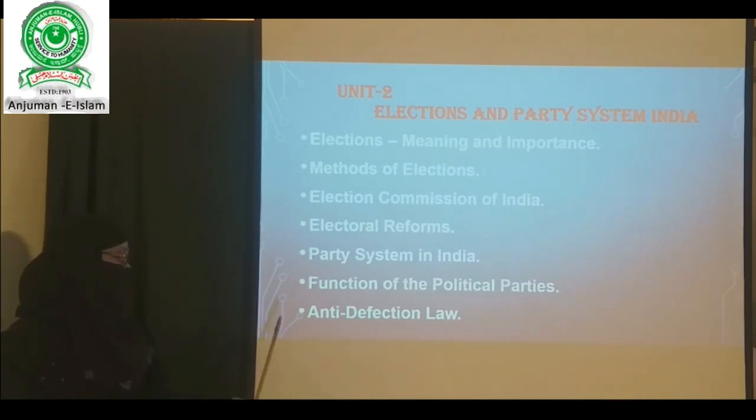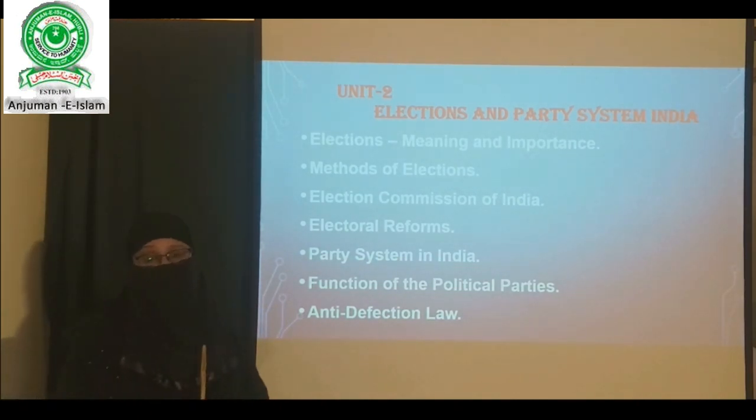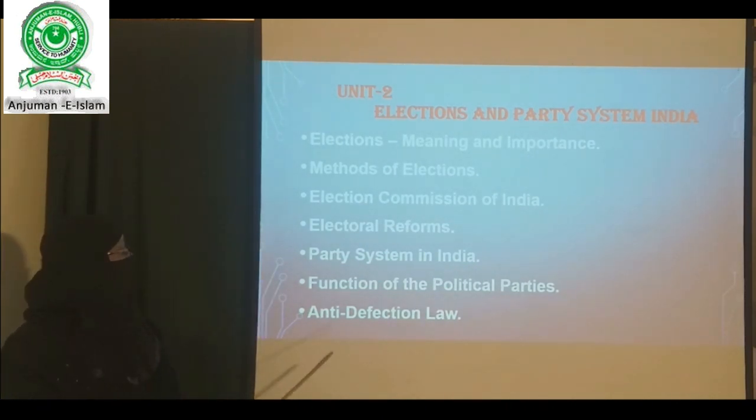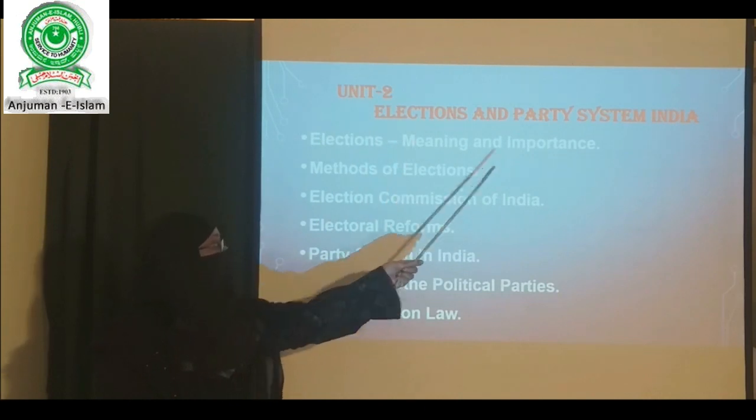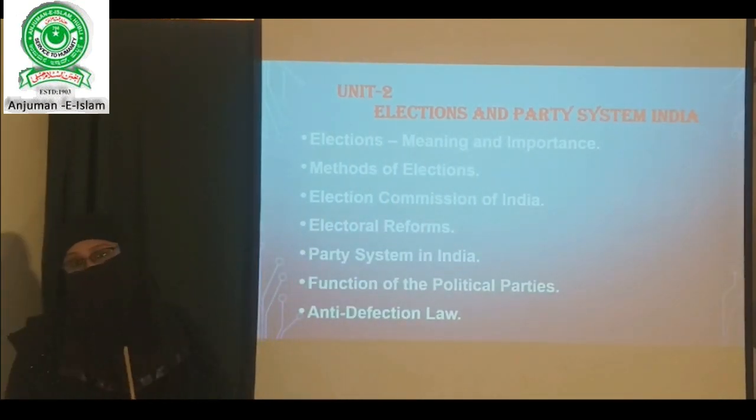And last but not the least, we have to understand the anti-defection law. All these topics we will be studying under the main topic, that is elections and party system in India.